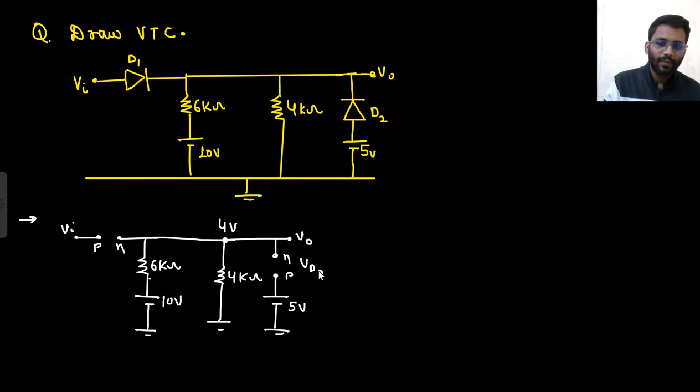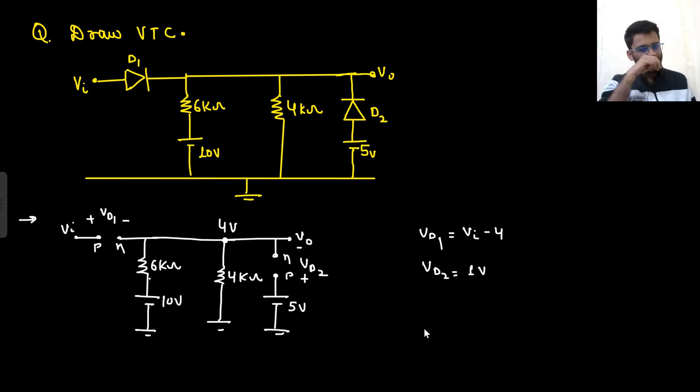This is your VD2 and this is your VD1. So tell me, what is your VD1? VD1 is Vin minus 4. What is your VD2? VD2 is 1 volt, that is fixed. VD1 is Vin minus 4 volt.